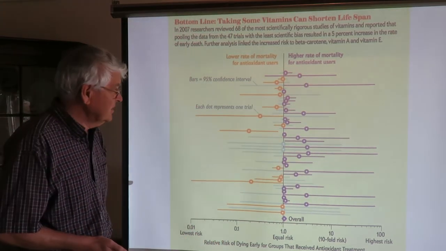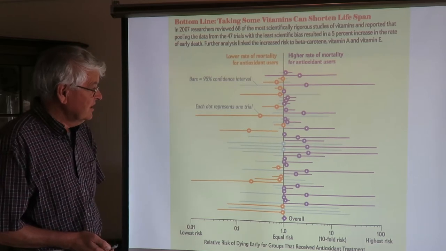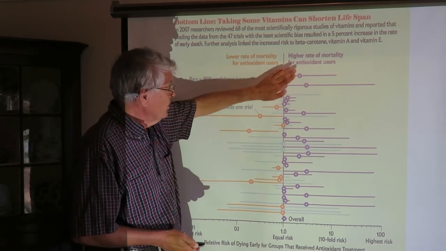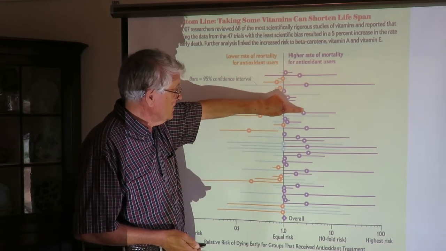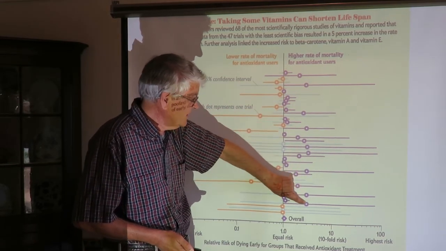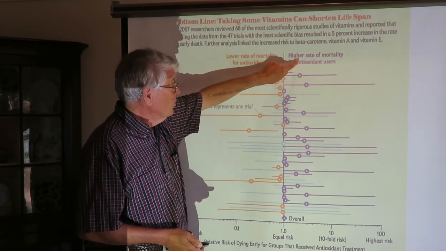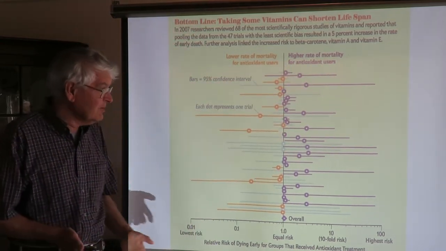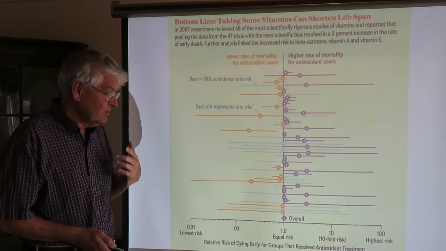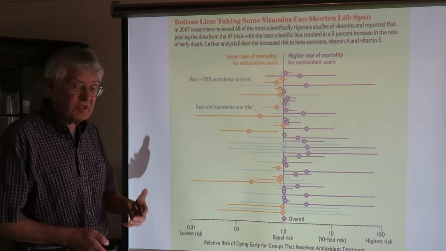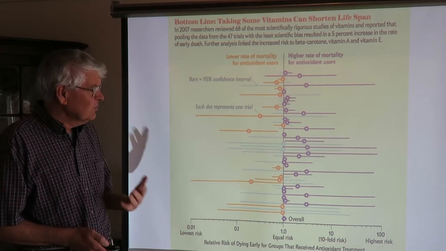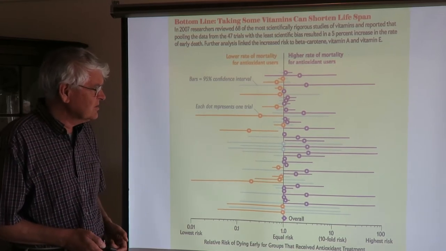And the surprise is that among the big majority of these studies, what you see is that the effect of increasing the amount of antioxidants in the diet was a higher death rate. It actually is not beneficial. It seems to be a real source of problems, a source of shortened longevity. So what's going on? How to explain this?